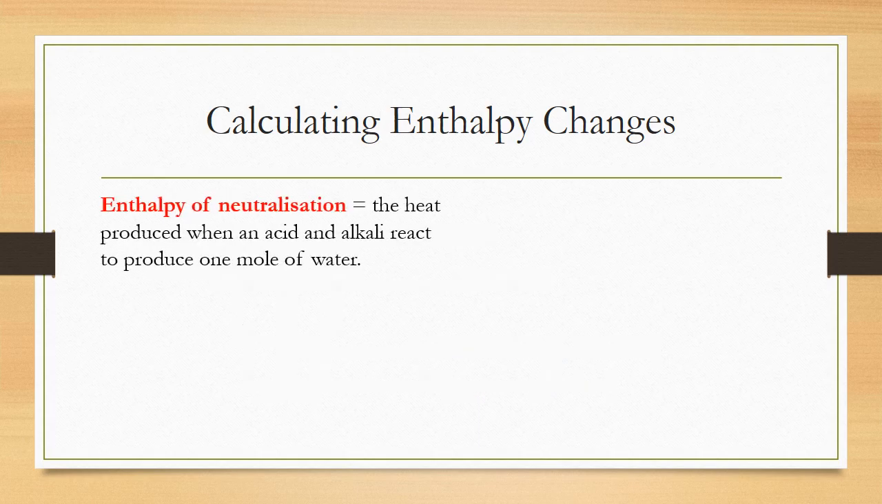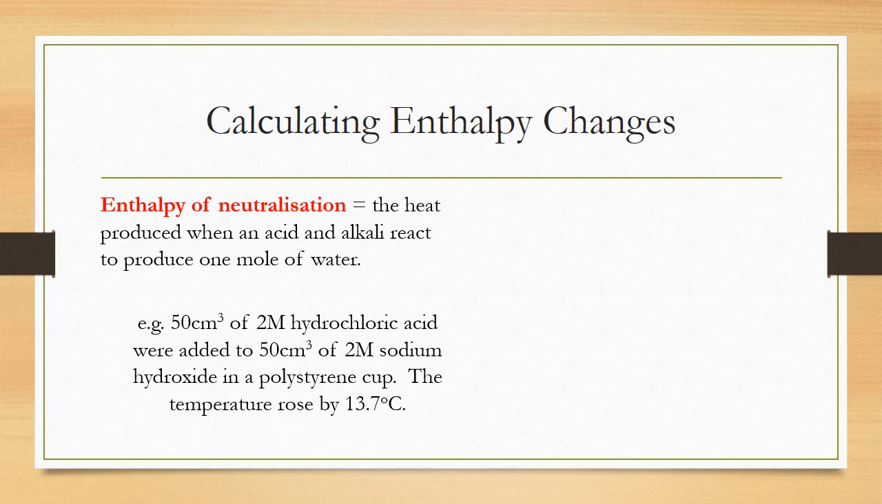So the enthalpy of neutralization equals the heat produced when an acid and alkali react to produce 1 mole of water. You could also do a heat of precipitation, where you have two soluble solutions precipitating out to form one precipitate, and you can measure the temperature difference. So here's an example. 50 centimeters cubed of 2 molar hydrochloric acid was added to 50 centimeters cubed of 2 molar sodium hydroxide in a polystyrene cup, and the temperature rose by 13.7 degrees Celsius.